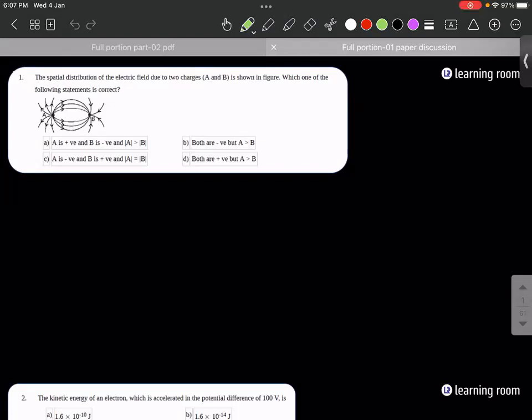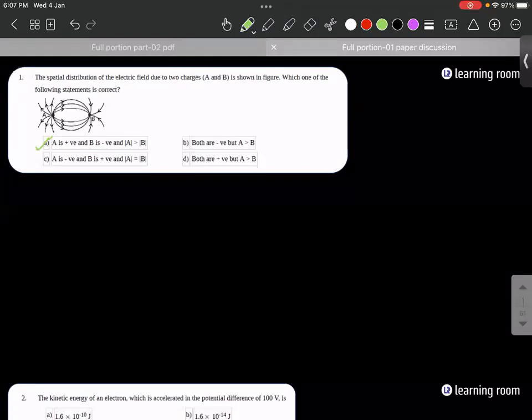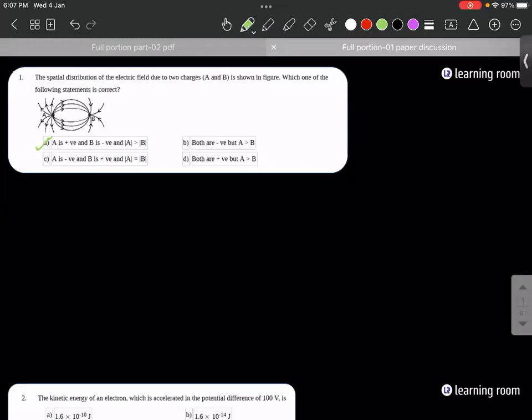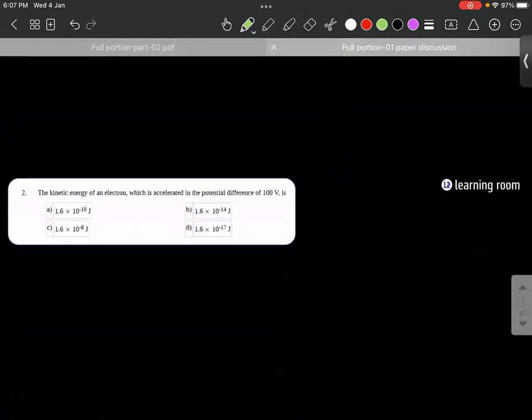So what is the answer? The obvious thing, you can say, A is positive, B is negative. That should be the answer. But how can you speak in terms of the magnitude? Magnitude of A is greater than magnitude of B. So how do you decide that? Or what decides the magnitude? The number of field lines. It's crowded for A and less crowded for B. So A is the right answer.